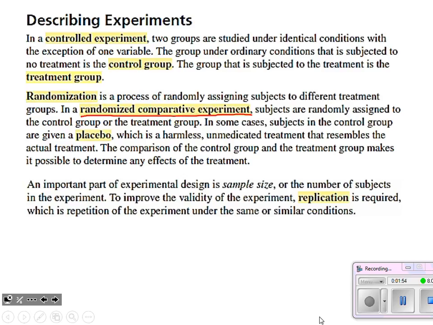Okay, the placebo, again, you've heard of that. That's just something to cause people to feel like they're being involved in the treatment group when actually they're in the control group. It again causes no external variables to occur other than the one we are experimenting on.